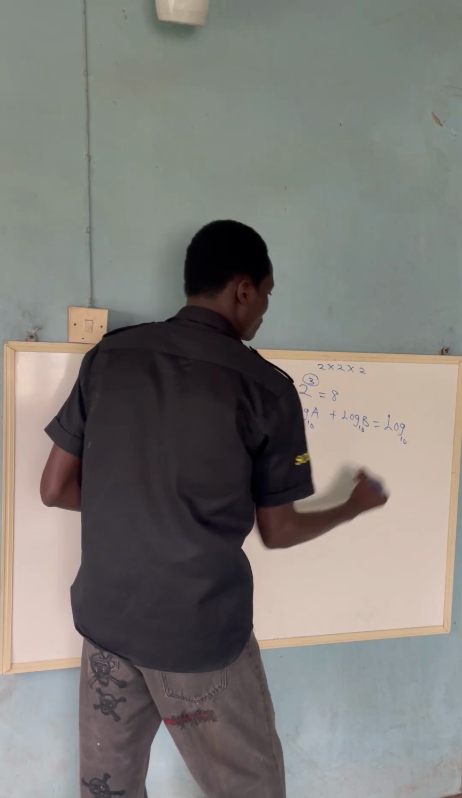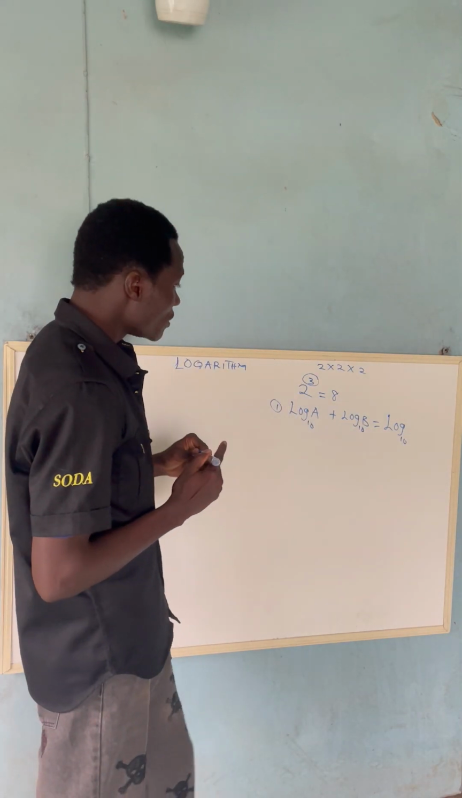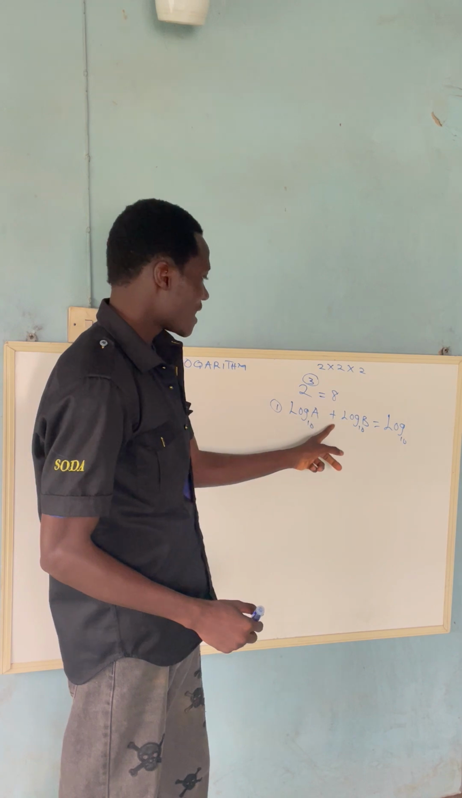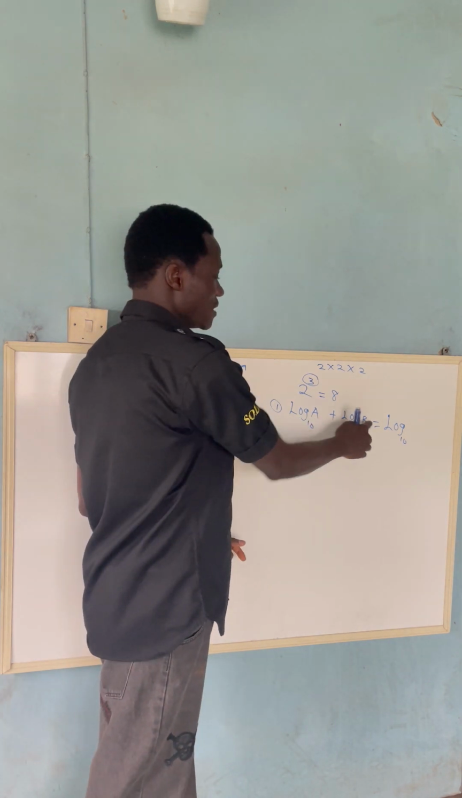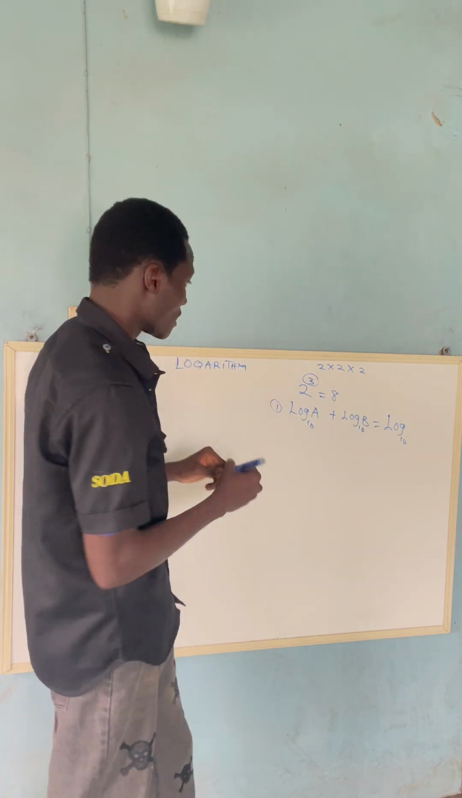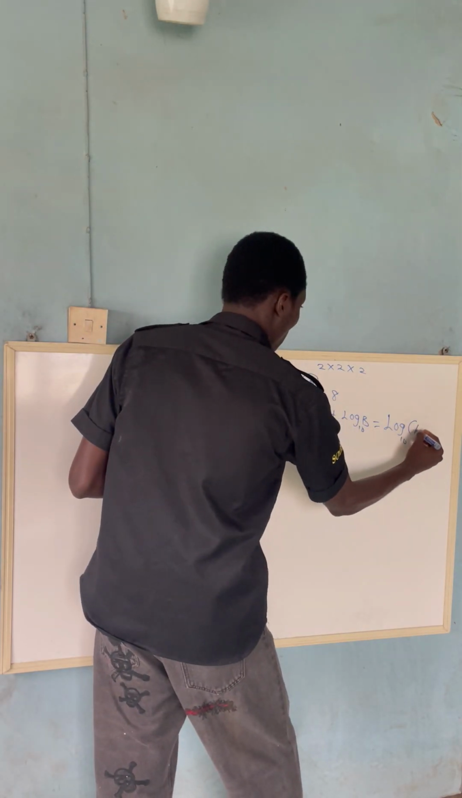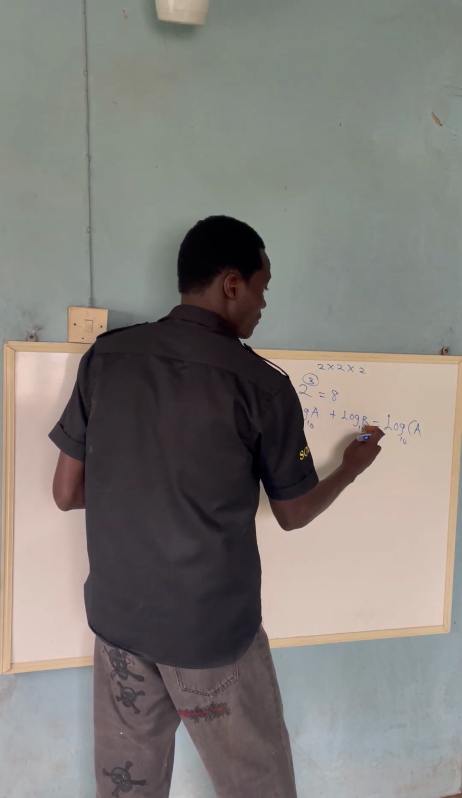to base 10. Just one of them. Then what are we going to do? Because we are adding, we are going to multiply A and B together. That means we are going to times them together. We are going to have it as A times B.